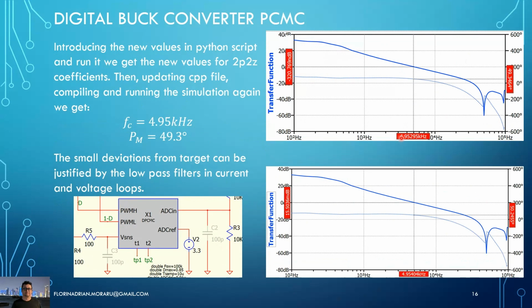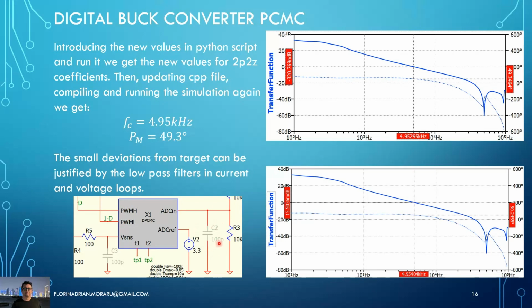Yeah, and this time I get 4.95 for the cutoff frequency, and 49.3 degrees. This is closer to what I was expecting to see. Okay, we don't have exactly 50 degrees. There is a small deviation, especially because the capacitors were not actually considered in the analysis.